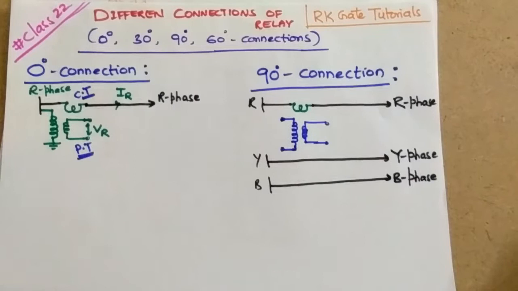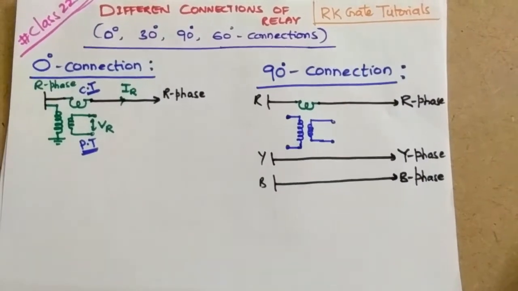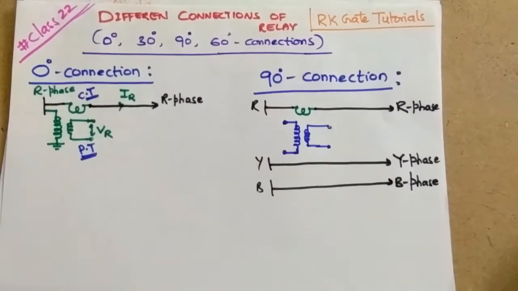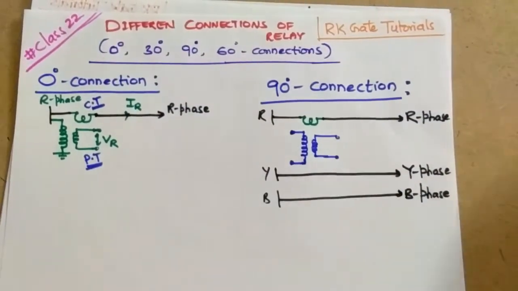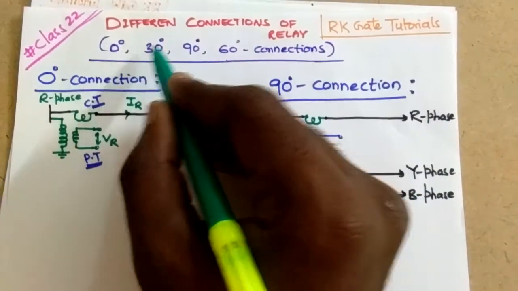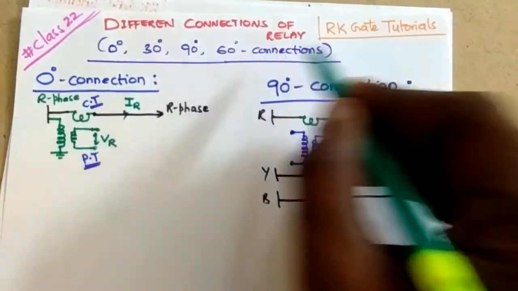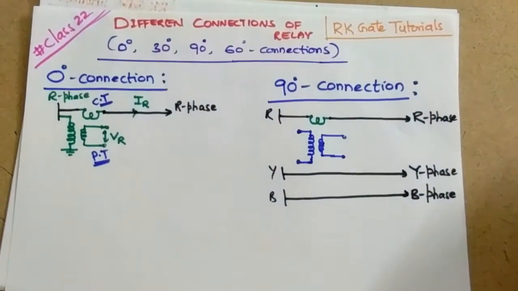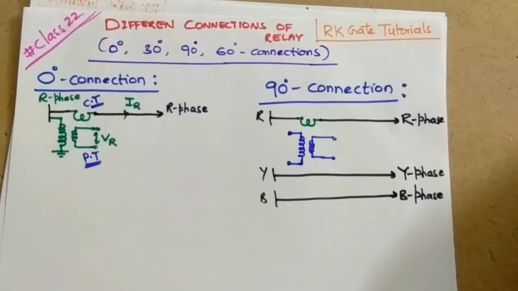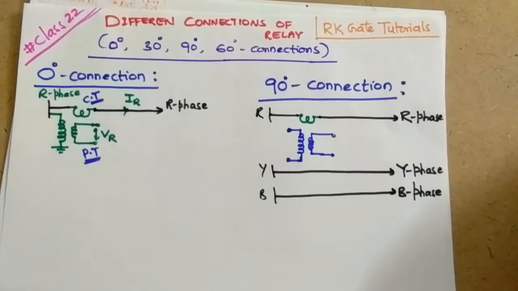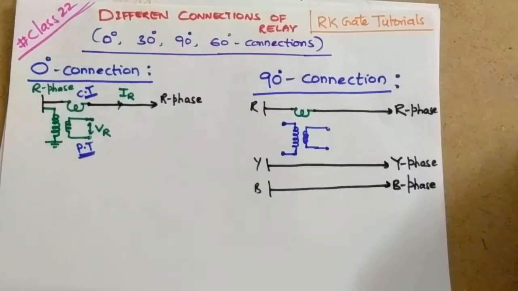Now we are in the 22nd class of Power System Protection. In this class we will discuss different connections of the relay, that is 0 degree connection, 30 degree connection, 90 degree connection, 60 degree connections. So these connections are very important. Which type of relay we have to use in order to provide proper protection to the system.